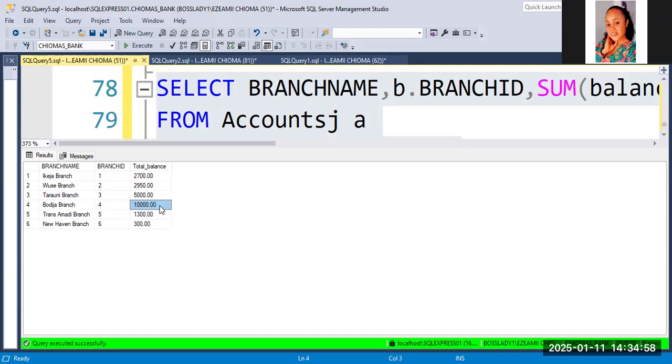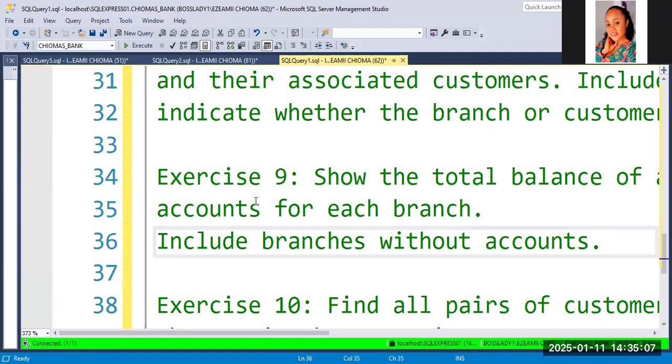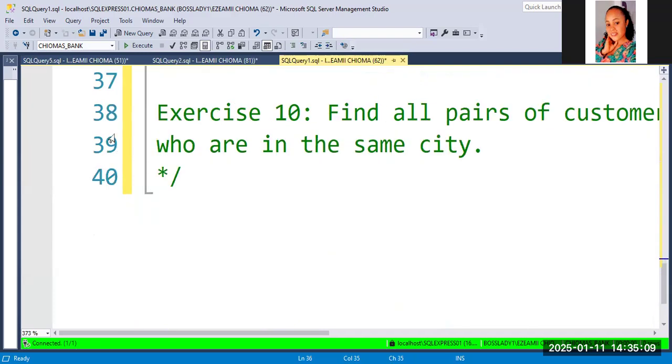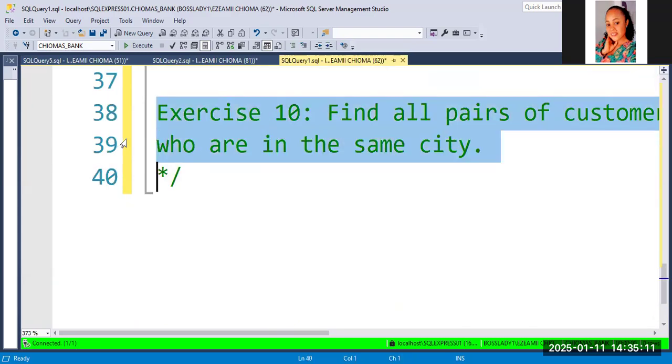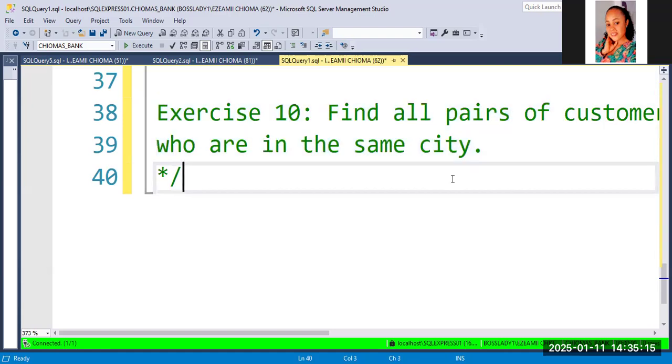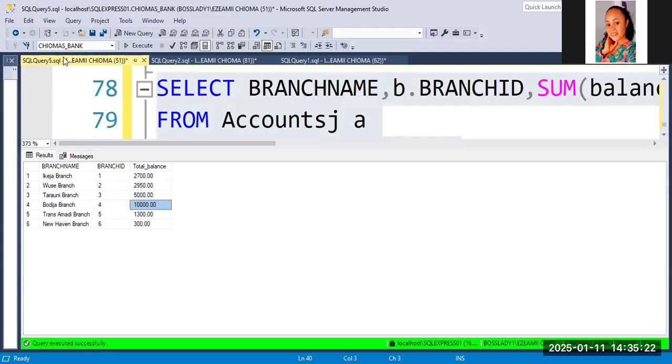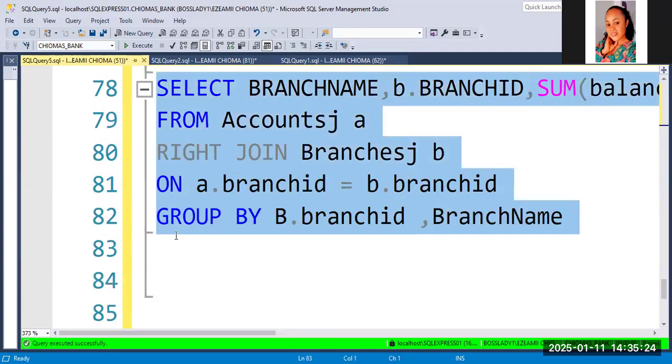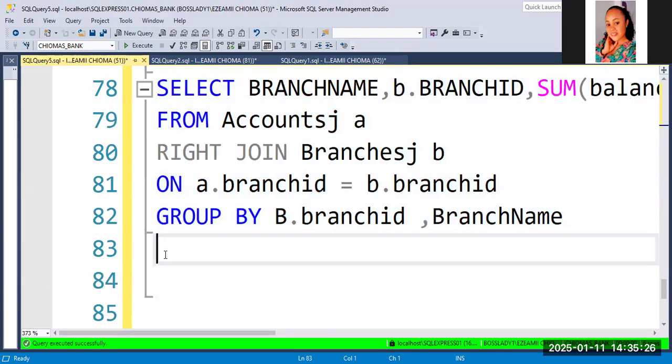So this is question number 10. It's just like a bonus question. We're going to use a self-join for comparison. This one says, find all pairs of customers who are in the same city. So we want to know customers, all pairs. What it means is that you can tell me that this person and this person are in this city.